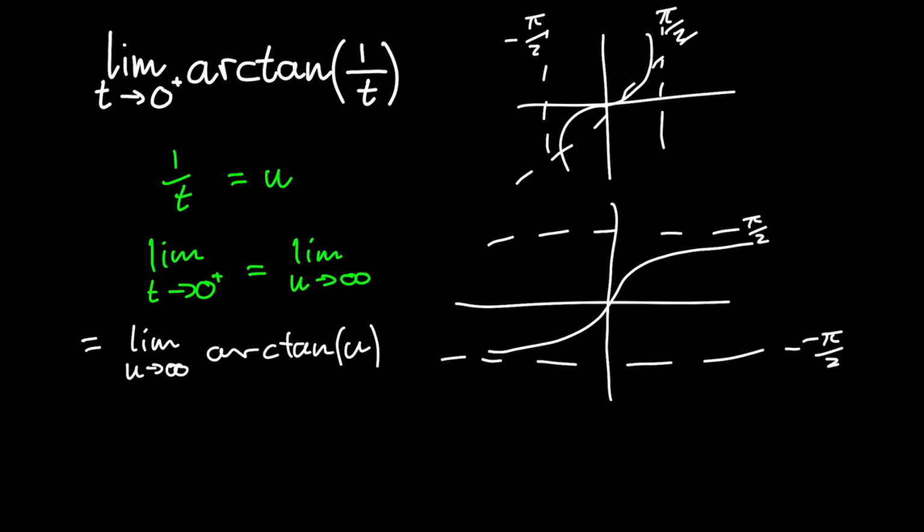So if our input for our arctan graph is approaching infinity, that means we are moving along this graph all the way to infinity. And you'll notice then that the graph, or arctan, approaches pi by 2. So therefore, our limit is equal to pi by 2.